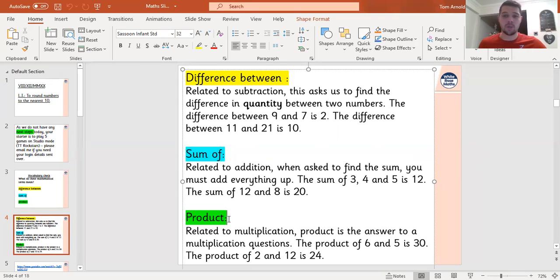Moving on to multiplication, same sort of scenario, but product. So the product is when you times numbers together, it's the answer of that. So the product of 6 and 5 is 30, because it's 6 times 5. The product of 3 and 4 is 12, because it's 3 times 4. Okay?